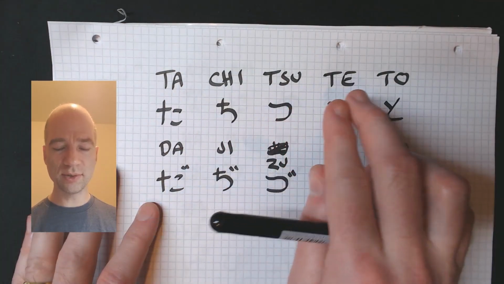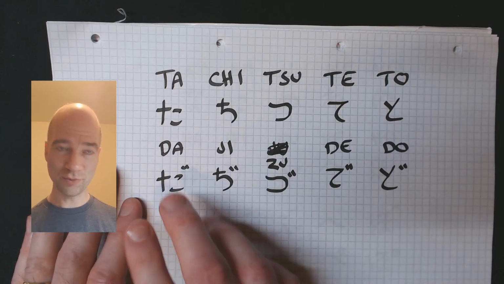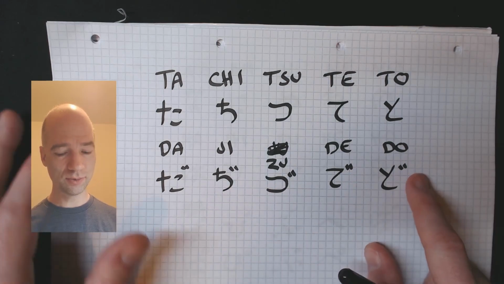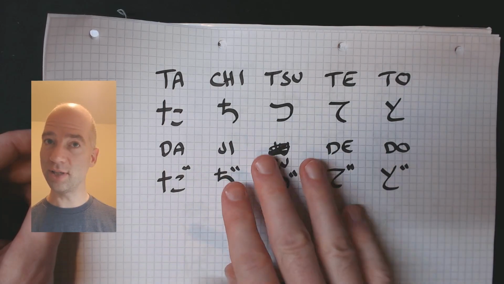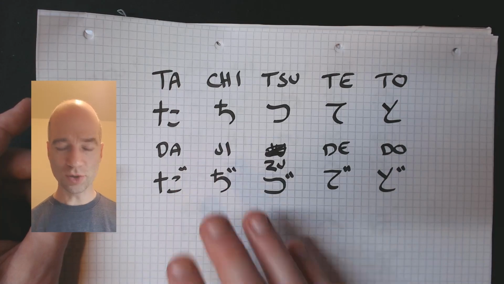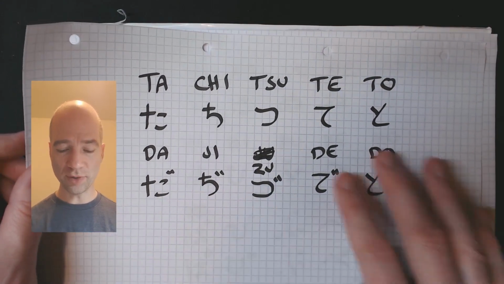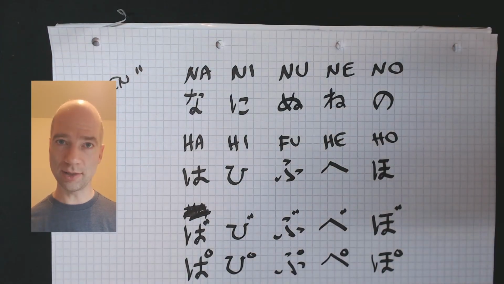Ta, chi, tsu, te, to. And the voiced line, da, ji, zu, de, do. Again, two characters here that are pronounced the same on the D line as on the Z line, but of course used differently depending on what they're derived from. Because very often the voicing is a change in sound as well in Japanese, just like it is in other languages.